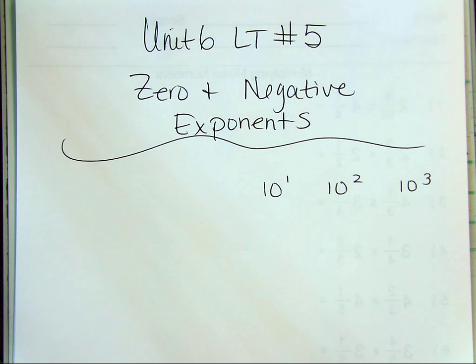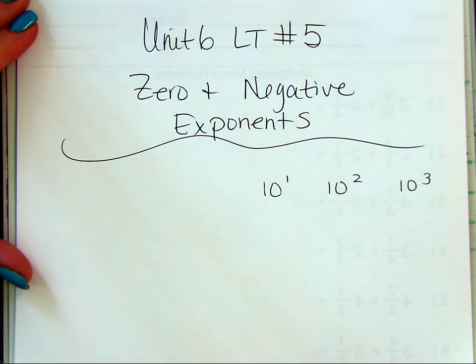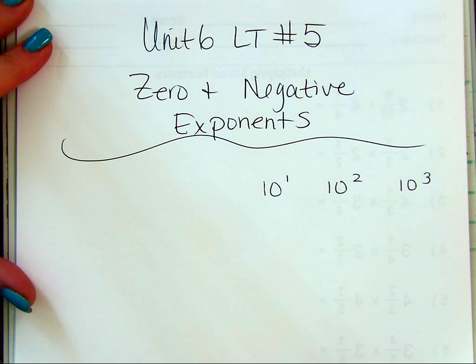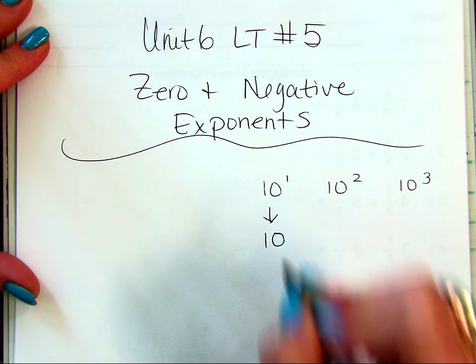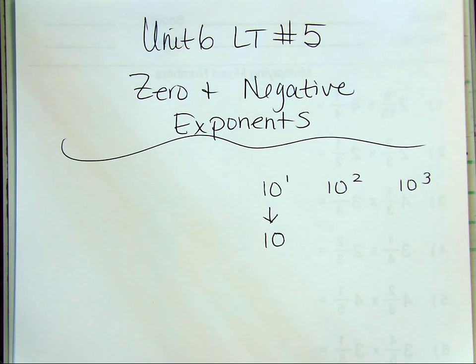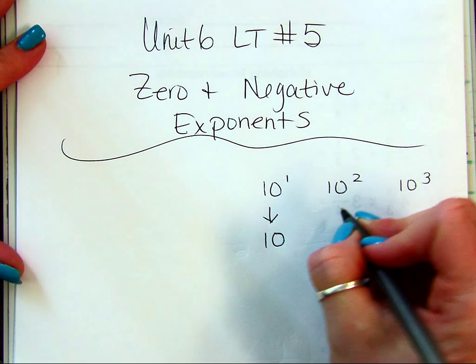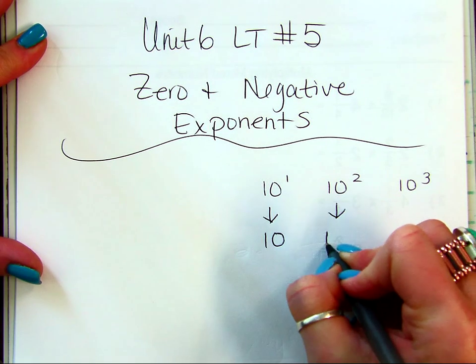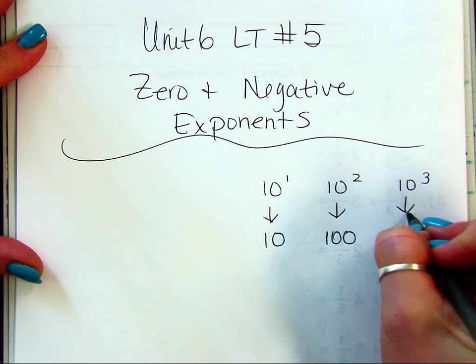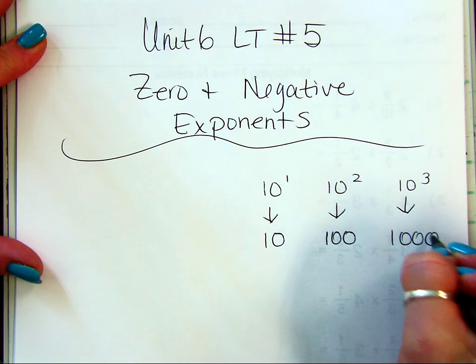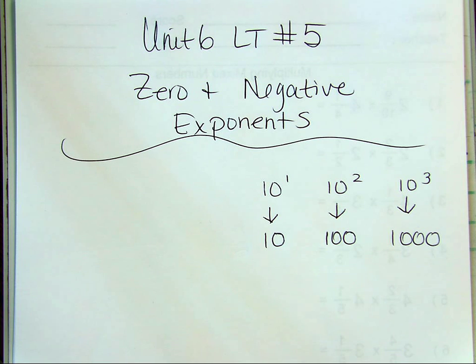There you go. Okay, so we've learned that 10 to the first power means just a 10. Not times itself, it means you've got 10, right? 10 to the second means 10 times 10, which is 100. And 10 to the third is 10 times 10 times 10, which is another 0 added on, okay?